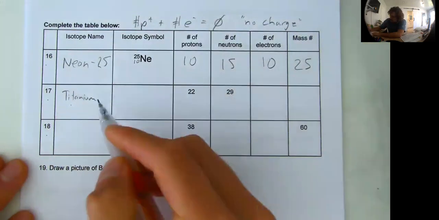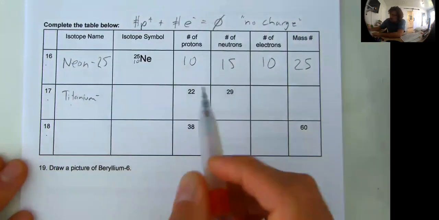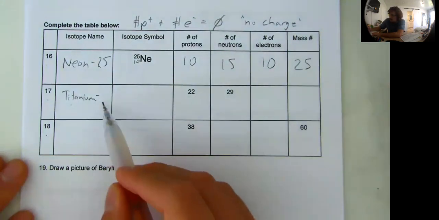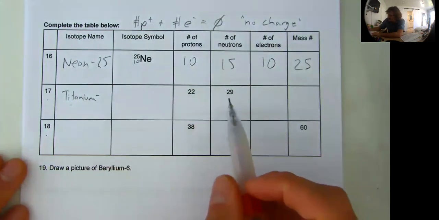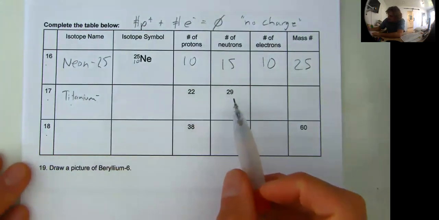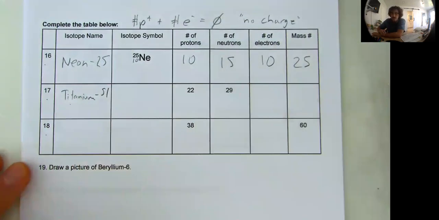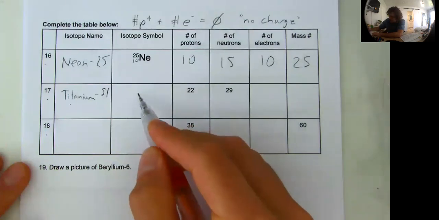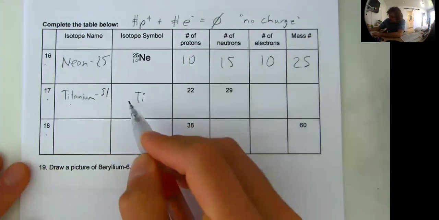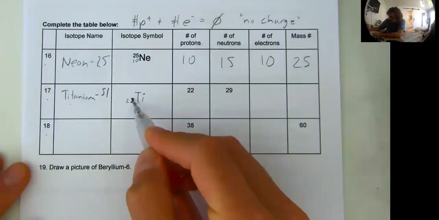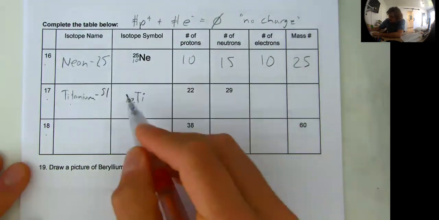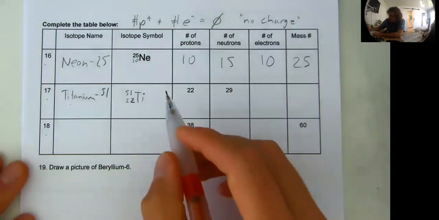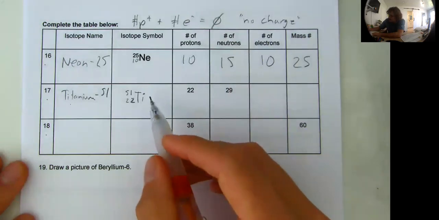Titanium. Now, I don't know what number to put right here because I haven't added the protons and neutrons yet. This is the mass number. It's the sum of the protons and neutrons, and that would be 51. Let's go to the isotope symbol. The symbol is Ti for titanium. Remember, we put the number of protons in the bottom left corner of the symbol, and we put the mass number in the top left corner of the symbol. And we put the charge right here.